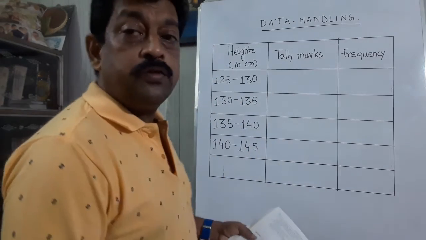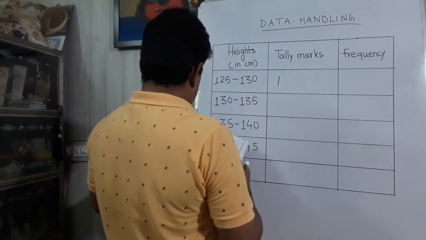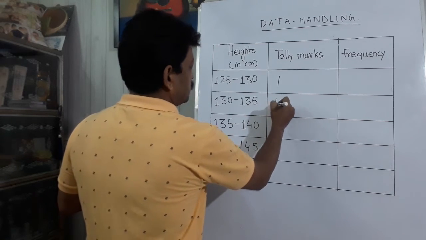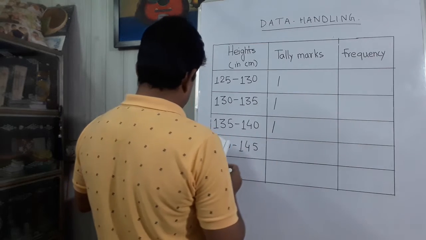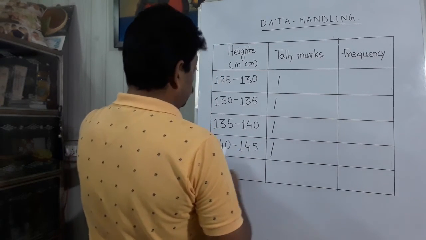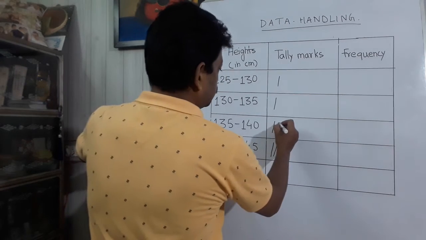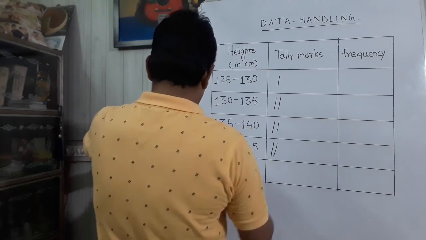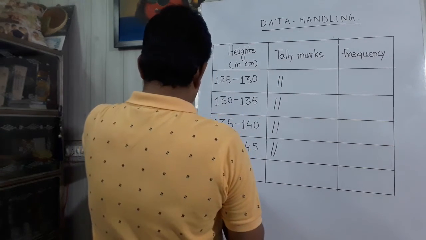The first observation is 125. So here 125. The next one is 132. So it will come in this class interval. Then 138 here. Then 144 here. Then 142 again here, 136 here, 134 here, 125 in the first class, then 130.